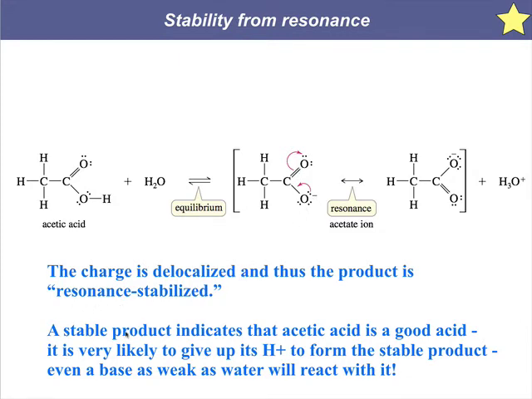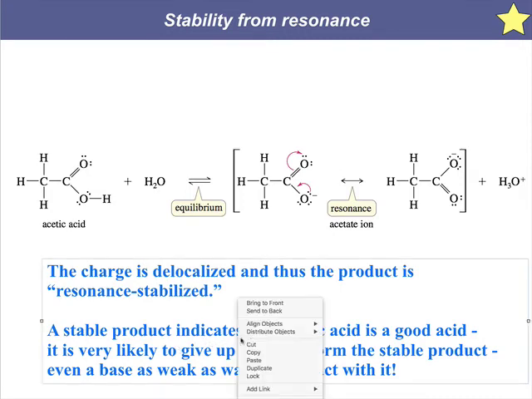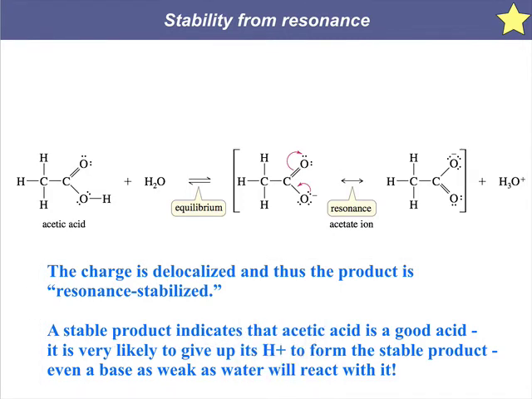A stable product. The fact that the product of this reaction is particularly stable, it's got resonance, indicates that acetic acid is a good acid, okay? It's very likely to give up its H+, because if it does give up its H+, it's going to get a stable product. Acetate is very, very stable.